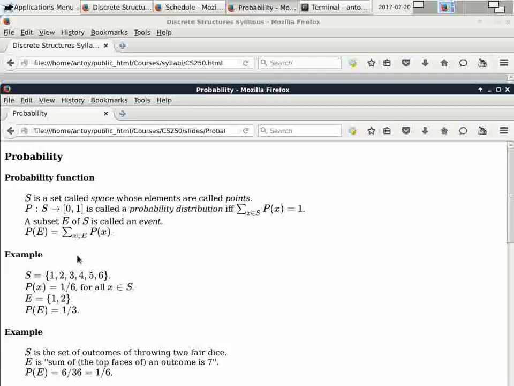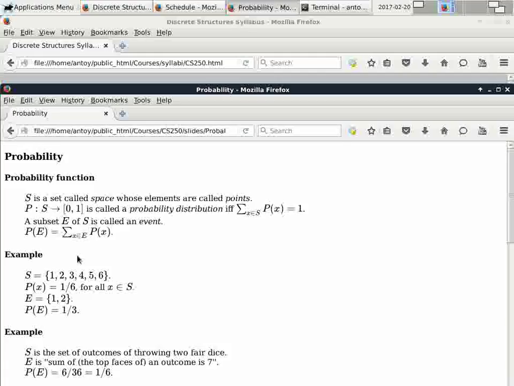All right? We are going to see an example in a second. First, I tell you the concepts, and then we see them in an application. A subset of the space is called an event.